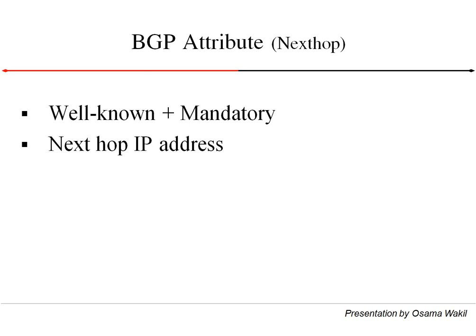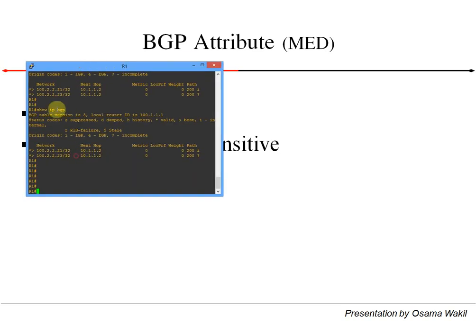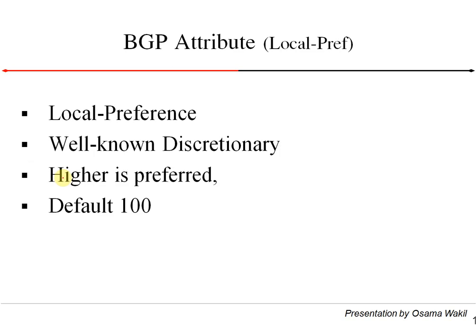The next attribute that we would like to discuss is MED, multi-exit discriminator. This one is optional, and when we do show IP BGP, this one is the metric. Metric is the MED value. Obviously, the higher the metric, the less preferred it is. It's just like the metric in other protocols that we have seen before. The next one is local preference.